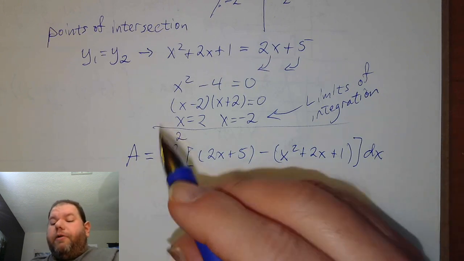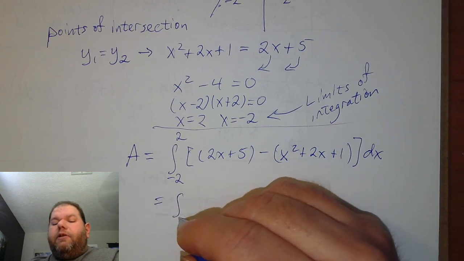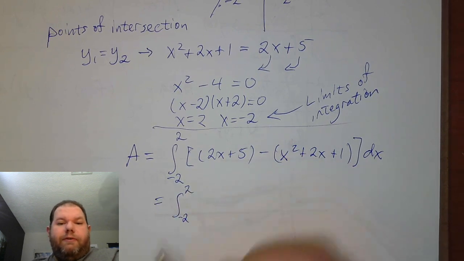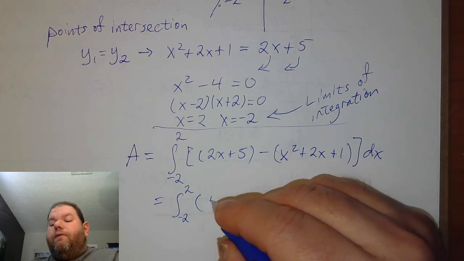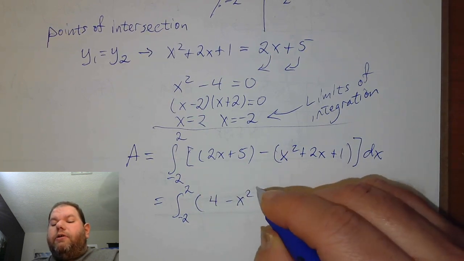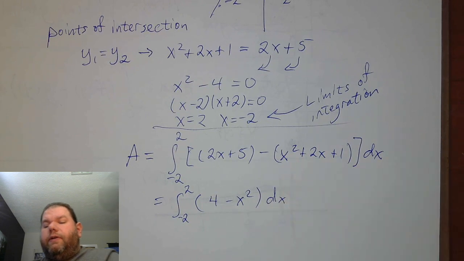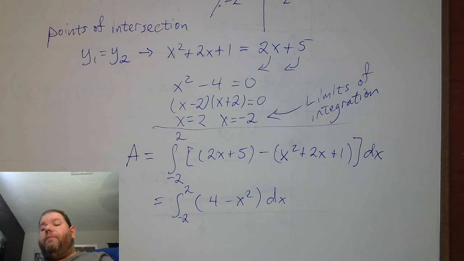So we can go ahead and subtract those. We're just subtracting polynomials, so the main thing here is to make sure we get the signs right, because if we don't, that's going to give us the wrong answer, of course. But we'll end up with 4 minus x squared dx. And now we can complete our integration and plug in our limits after that.